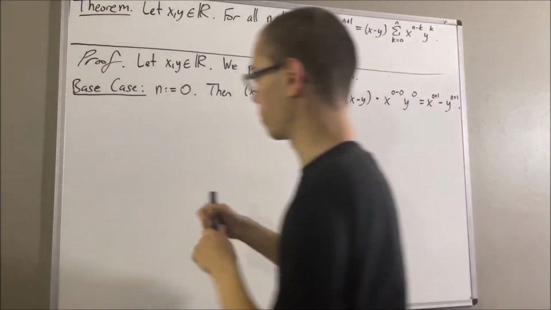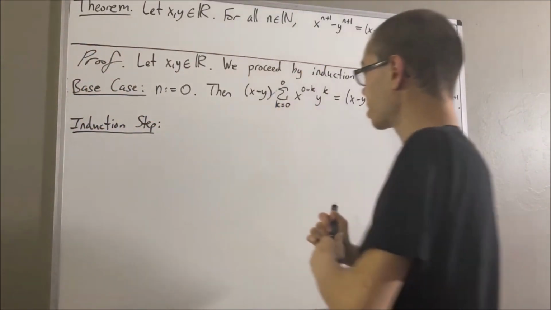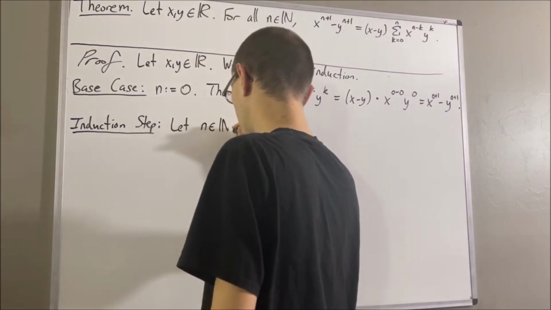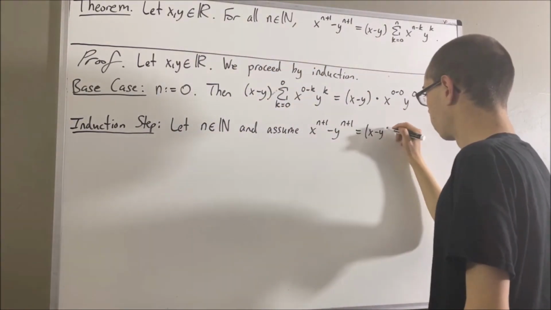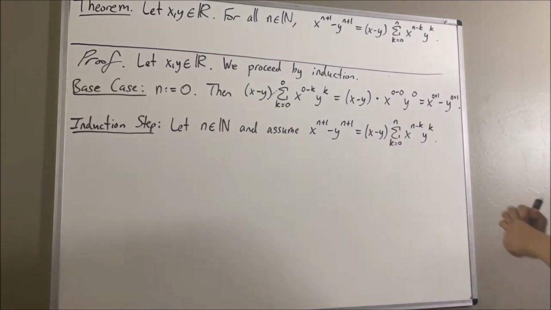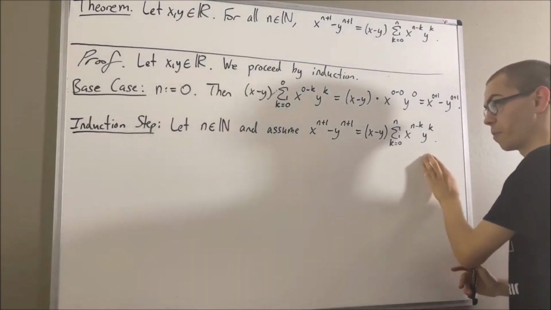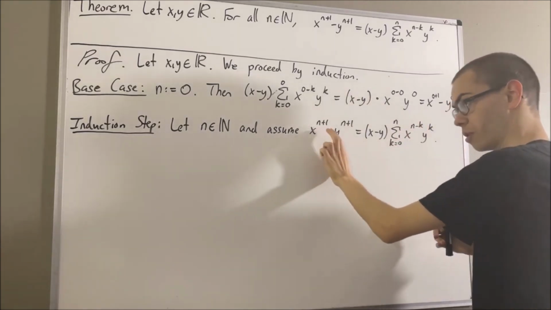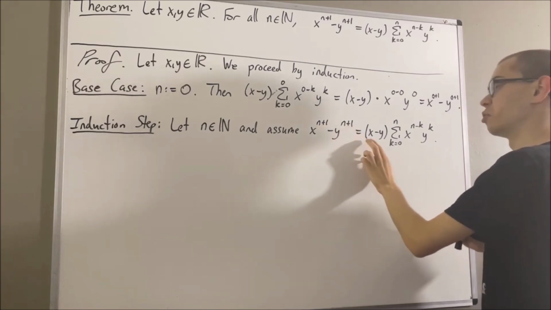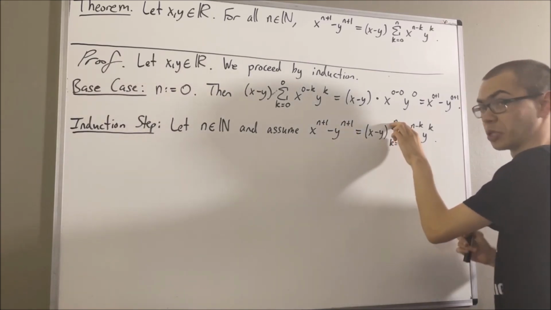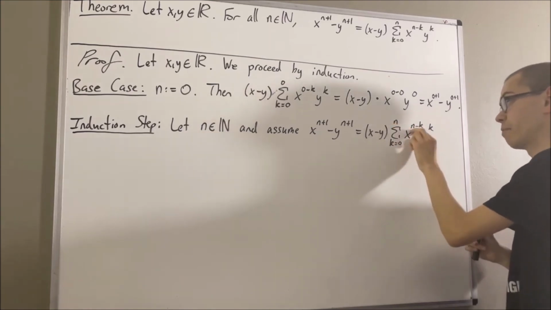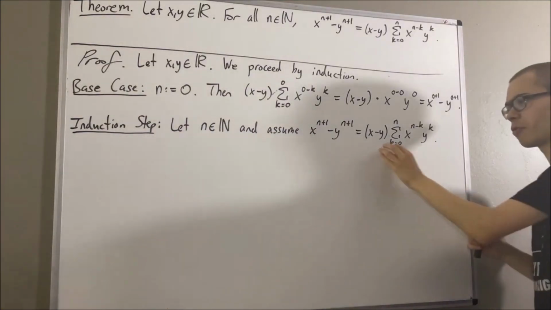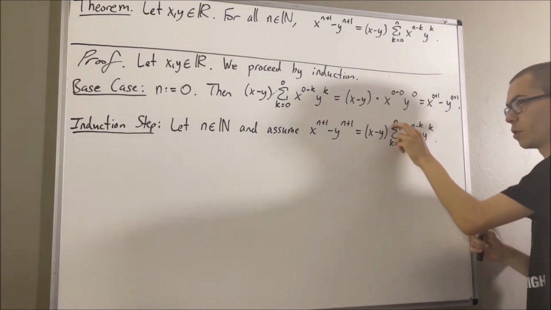Now let's move on to the induction step. Now in the induction step, we give ourselves an arbitrary natural number n where this is true. The whole goal now is to show that this is also true for n plus 1, which means we want to show that x to the power of n plus 2 minus y to the power of n plus 2 is equal to x minus y times the sum from k equals 0 to n plus 1 of x to the power of n plus 1 minus k times y to the power of k. So to do that, let me start out by writing the right-hand side, where we replace wherever we see an n with n plus 1.